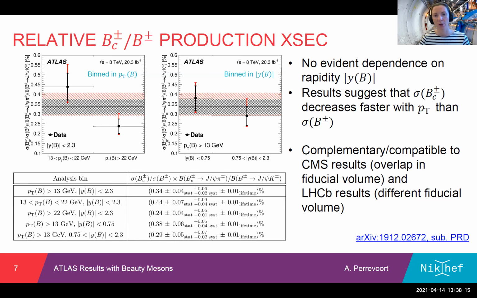Overall, comparing to other experiments, we are complementary but also compatible with the results that CMS has published. We have a large overlap in the fiducial volume. They stop at a smaller rapidity. And LHCb has, of course, a very different, much more forward-going fiducial volume in their measurements.